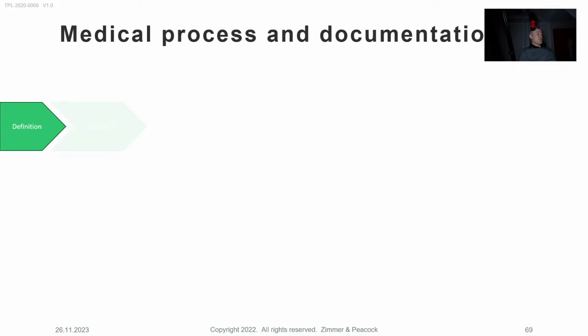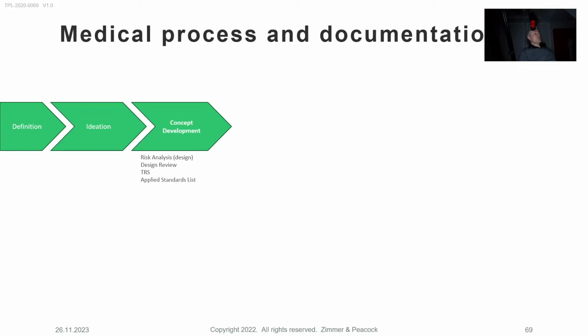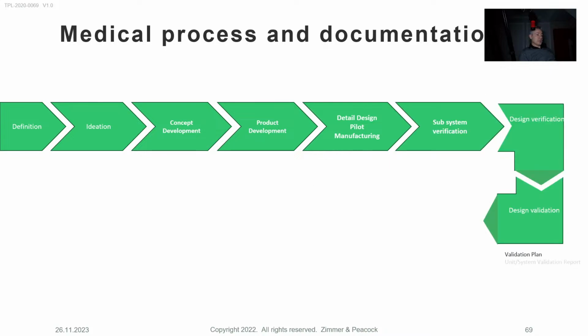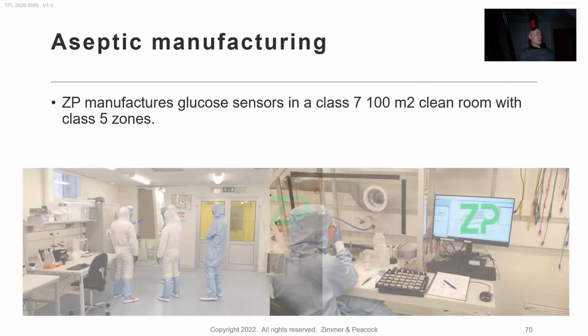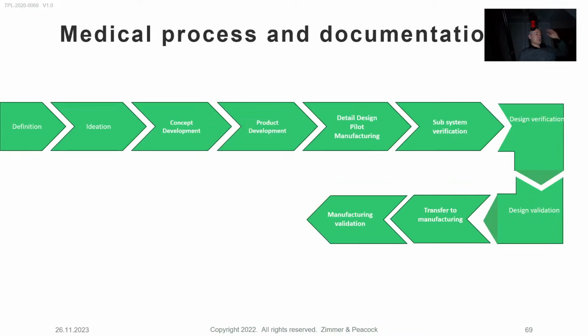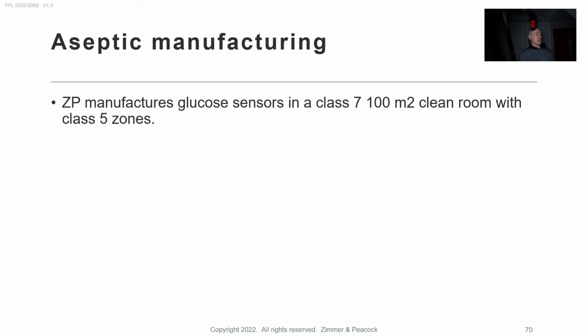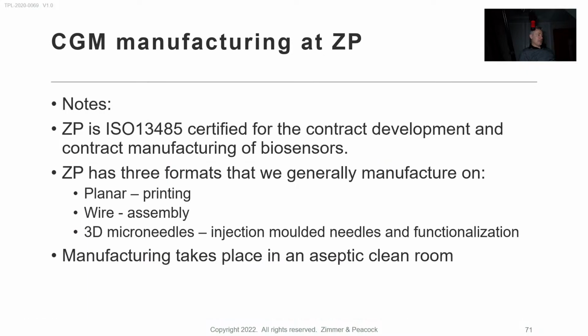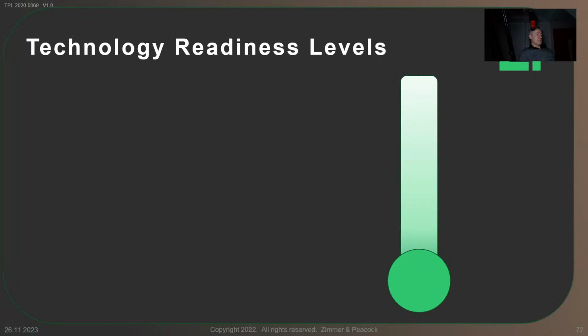We are ISO 13485, and people try to skip all this documentation and just go for something, but in the end it'll bite you. So unfortunately, a lot of your budget when you're doing this kind of work has to go into proper workflows and proper documentation. Otherwise, you don't have it at the end. We do glucose fabrication in a 100-meter square clean room with class 5 zones. In fact, she is testing some glucose sensors in that particular image. So I know I've said it already, we are ISO 13485. We make glucose sensors, CGMs, in planar format, wire format, and 3D format.